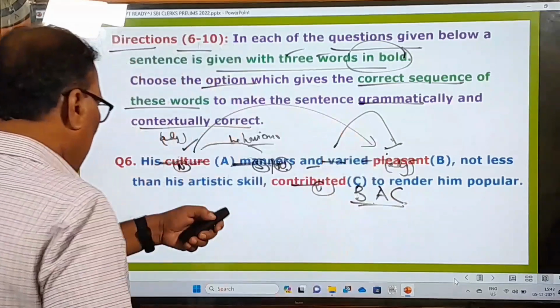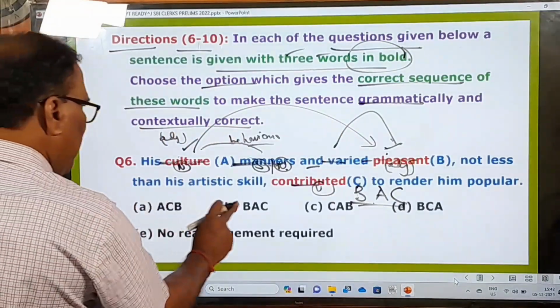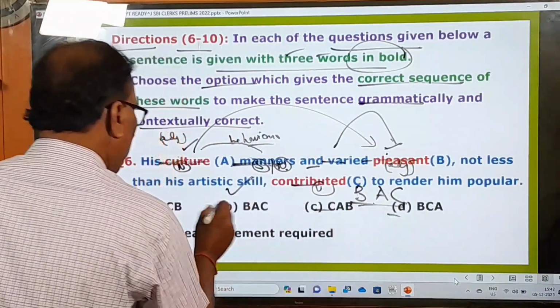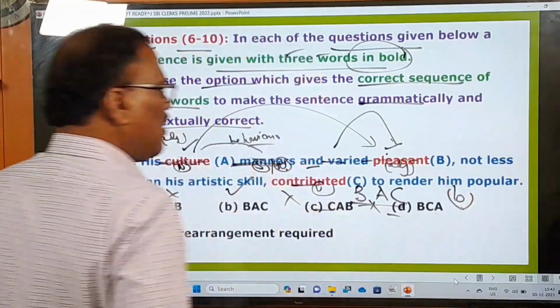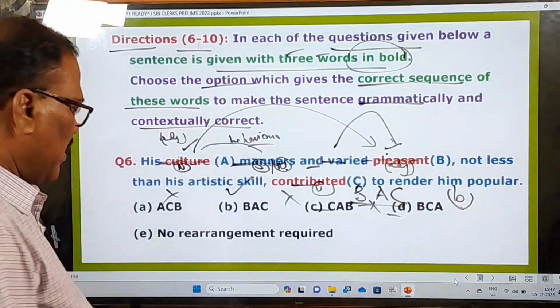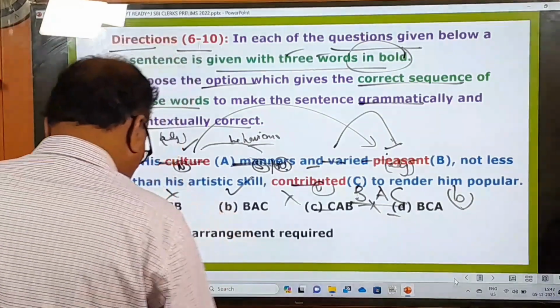BAC must be there. And let us see that here. ACB, BAC. Okay, BAC is here. CAB, not right. This is wrong, this is wrong, this is wrong. And BAC. So B is the right answer. Okay, right. And now let's go to the other questions.